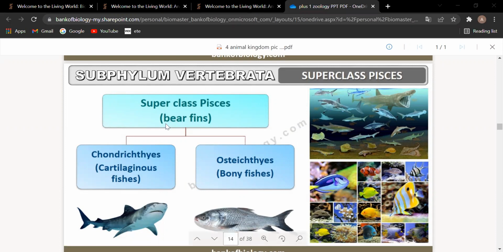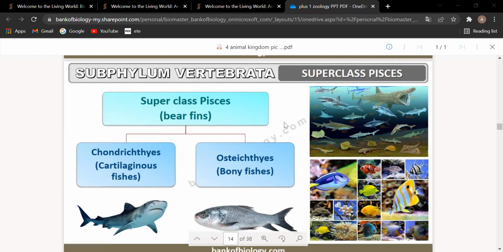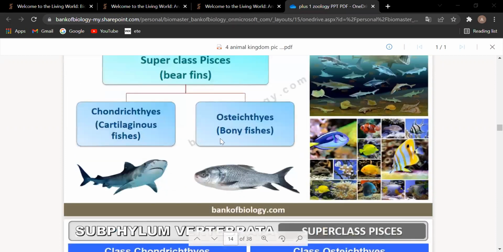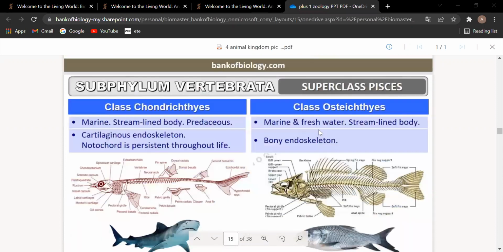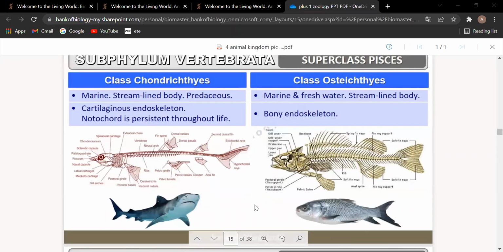Then we come to superclass Pisces: Chondrichthyes and Osteichthyes, cartilaginous fish and bony fish. Correct? What is the difference? Chondrichthyes are marine. Osteichthyes are also marine, but they are also freshwater. Chondrichthyes will never be freshwater. Both have a streamlined body. They are predaceous, which means they are continuously predating, eating full time.